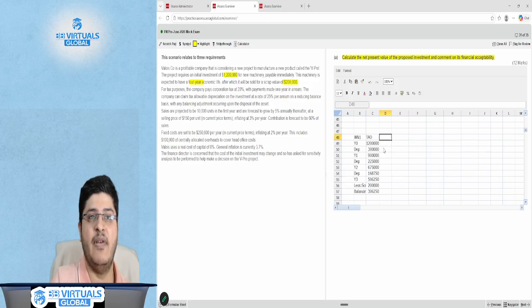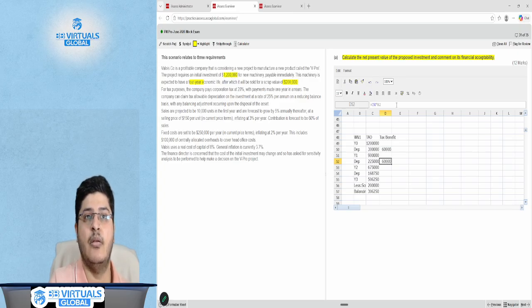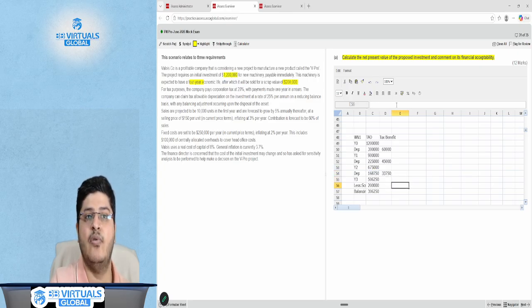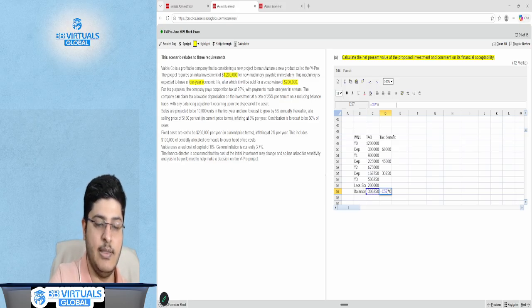Now what is the tax benefit that you get? Tax benefit on each of these cases, tax is 20%. So 0.2. I will copy the same formula. It doesn't get updated, no problem. 0.2, 0.2, and last year in year 4 your charge is this multiplied by 0.2.